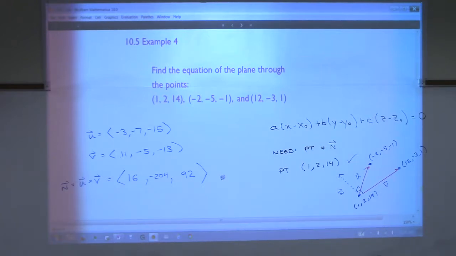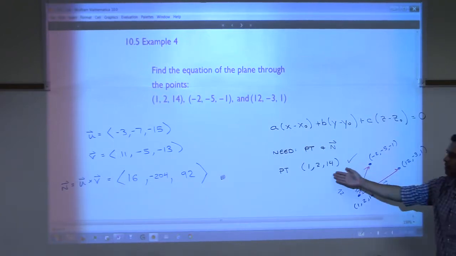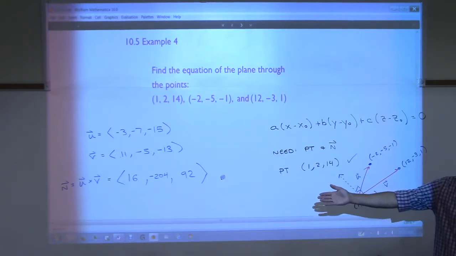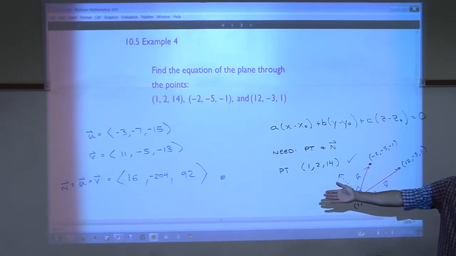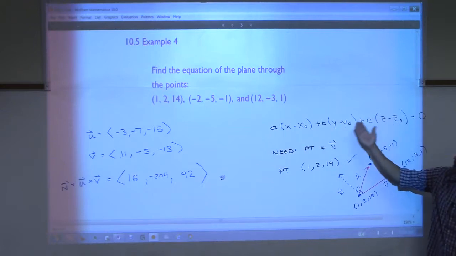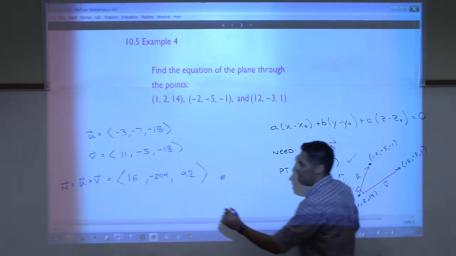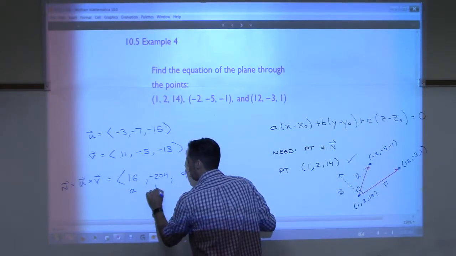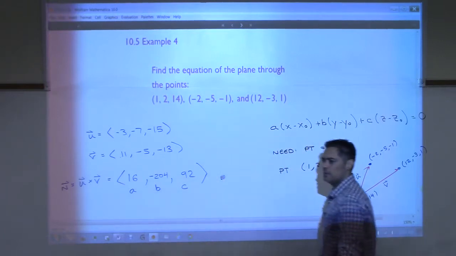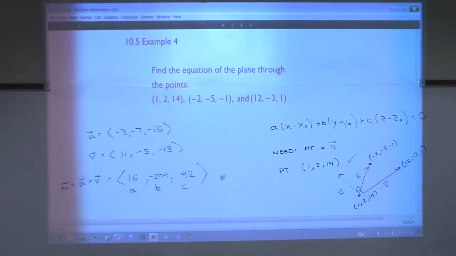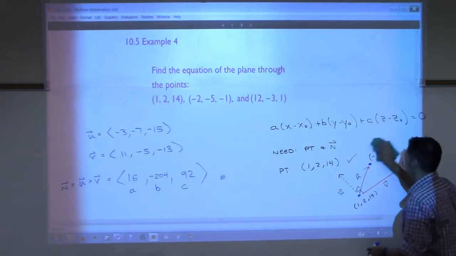Now, we have a point, and we have a vector that is orthogonal to the plane, right? So now we're going to go into this formula right here. Remember, this is A, this is B, and this is C. That's what that normal vector gives us. It gives us the coefficients that we're going to need. So let's plug in here.